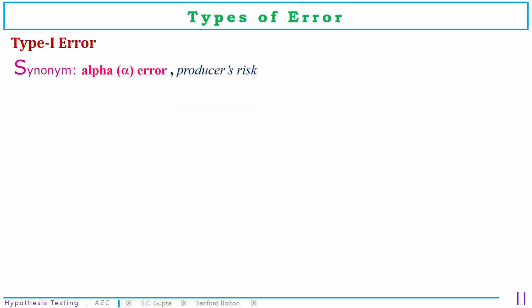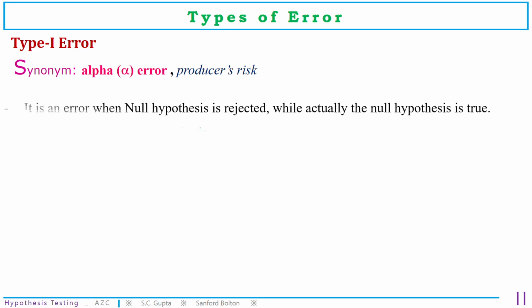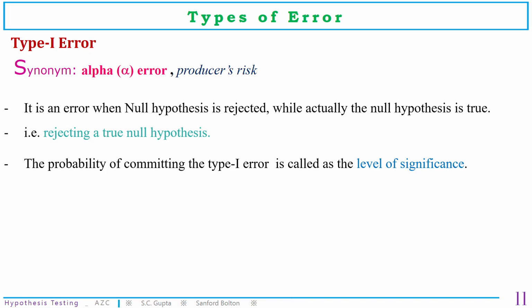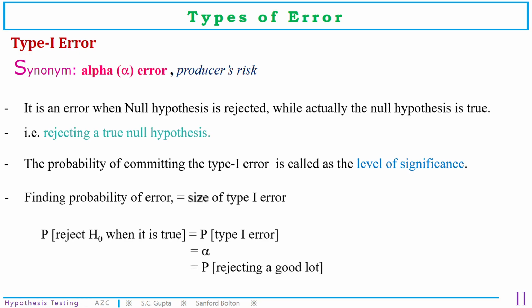Types of error. First one is type 1 error. This error is also called as alpha error or producer's risk. It is an error when null hypothesis is rejected while actually the null hypothesis is true. That means rejecting a true null hypothesis. The probability of committing the type 1 error is called the level of significance. Finding probability of error is size of type 1 error.